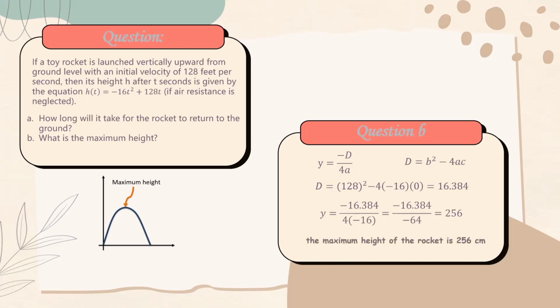So, the maximum height of the rocket is 256 centimeters.